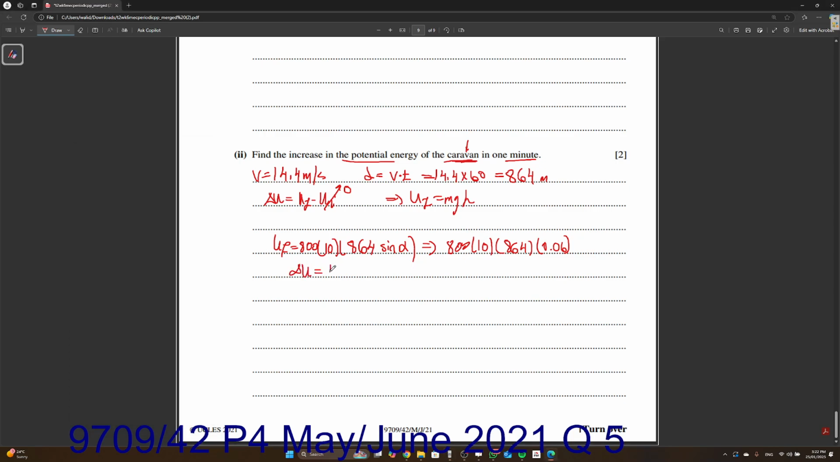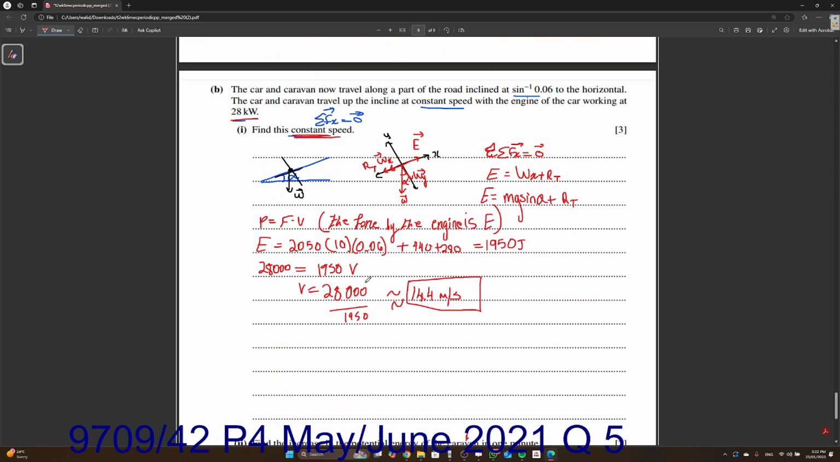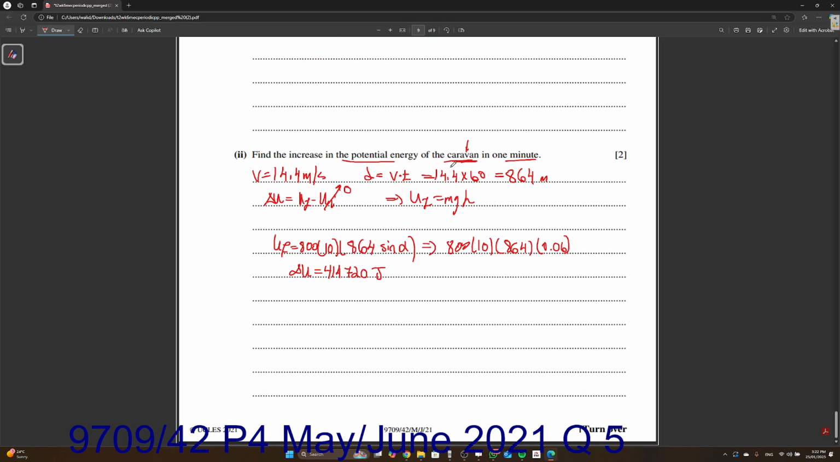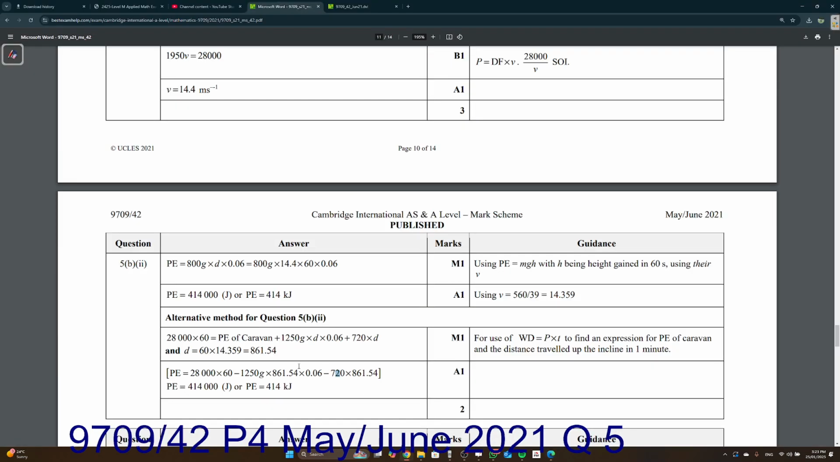So delta U is equal to 414,720 joules. But since you used an answer that was rounded, okay, this is how Cambridge works, since you used an answer that was rounded, 14.4, that means you also have to round this to 3 SF. And when you round it to 3 SF, it should be 4.15 times 10 to the power of 5 joules. Okay, the way they did it is they put 414 kilojoules. I'm not sure why. So let me take a look.